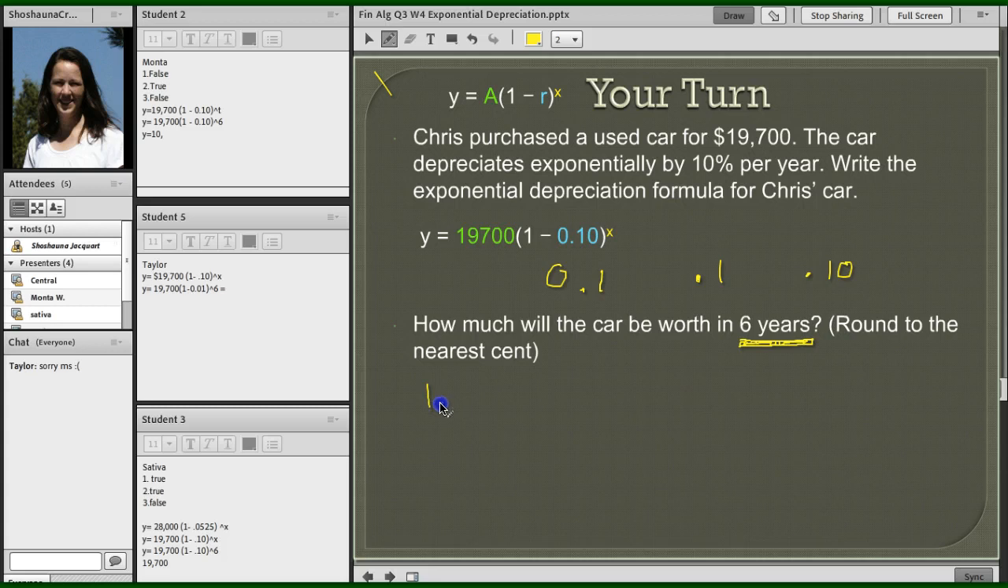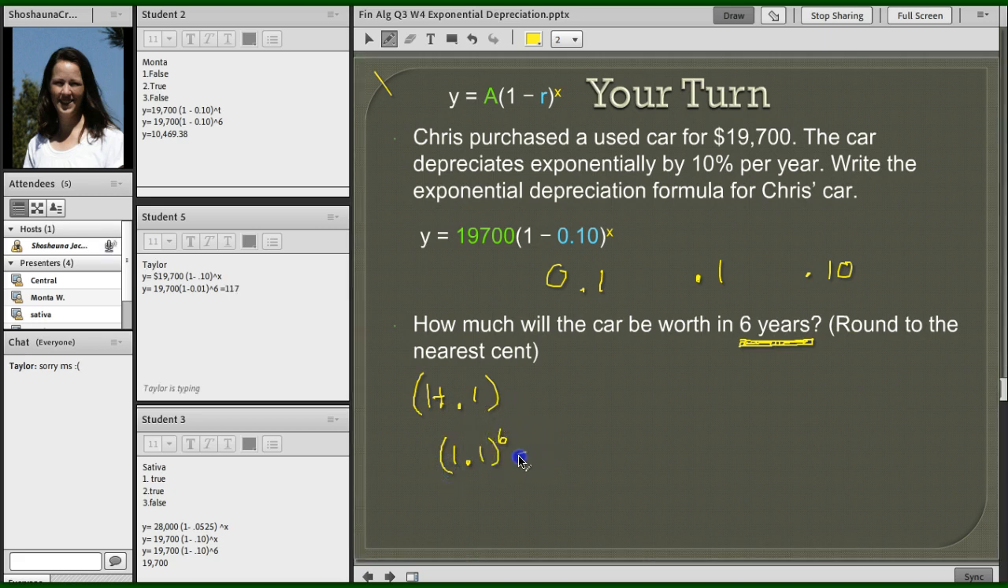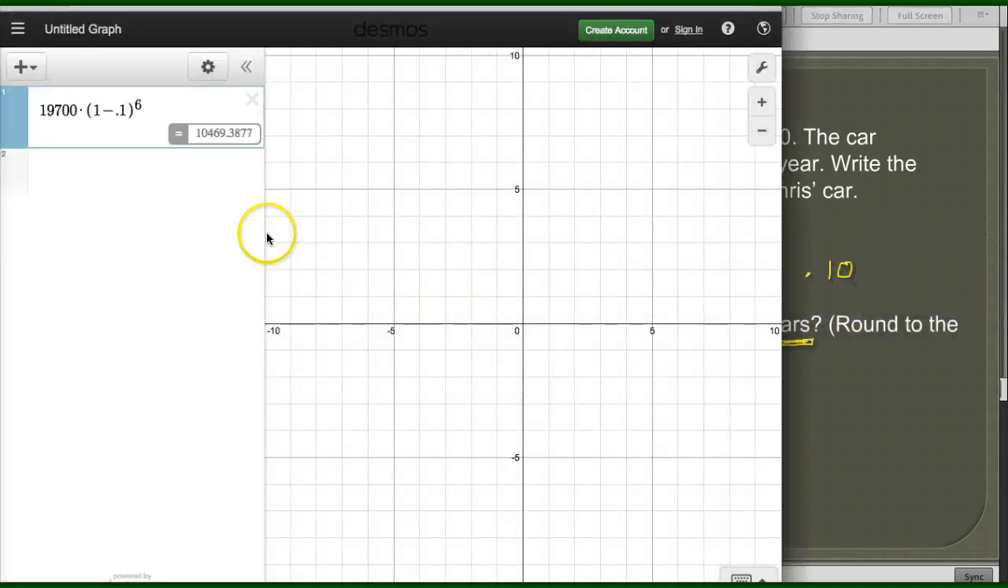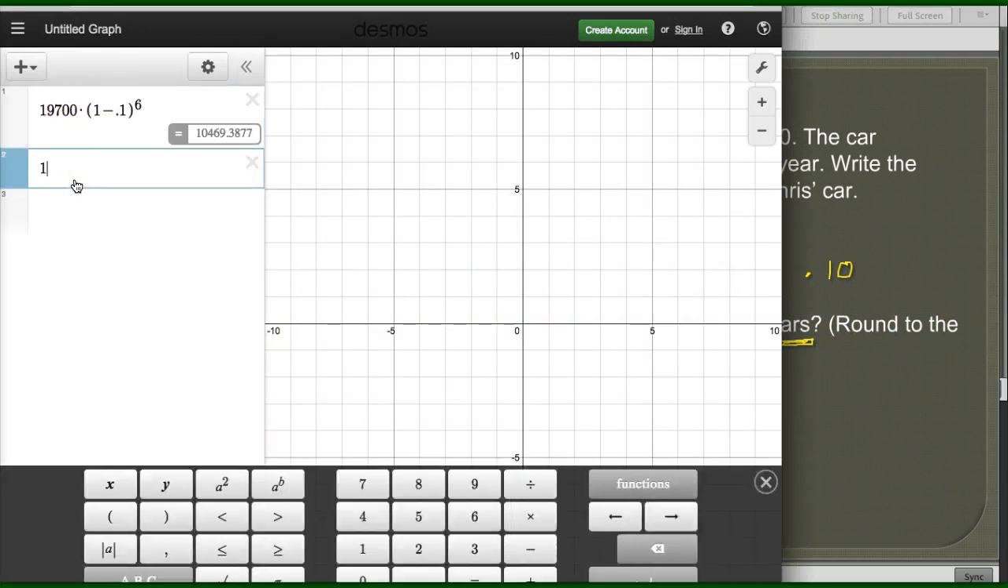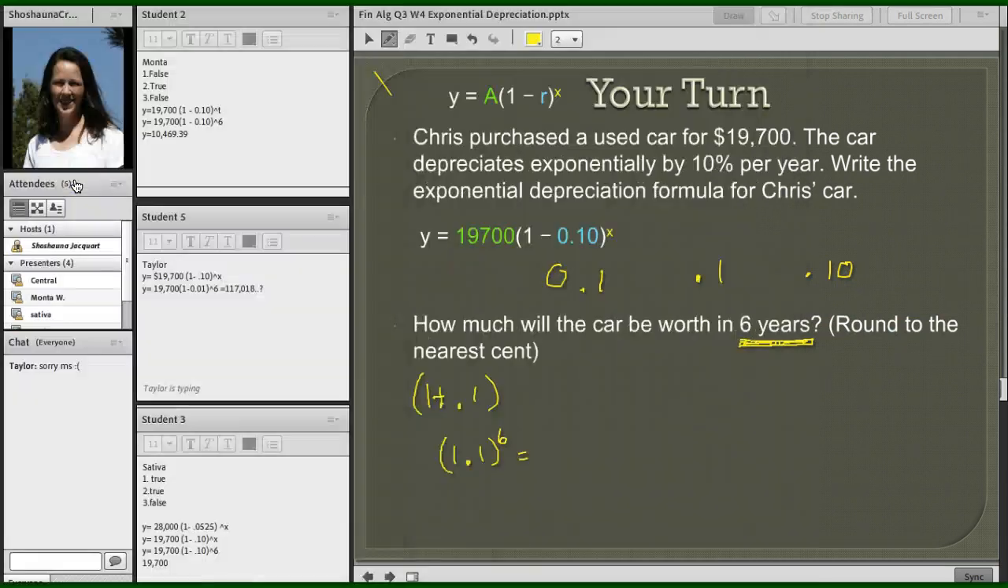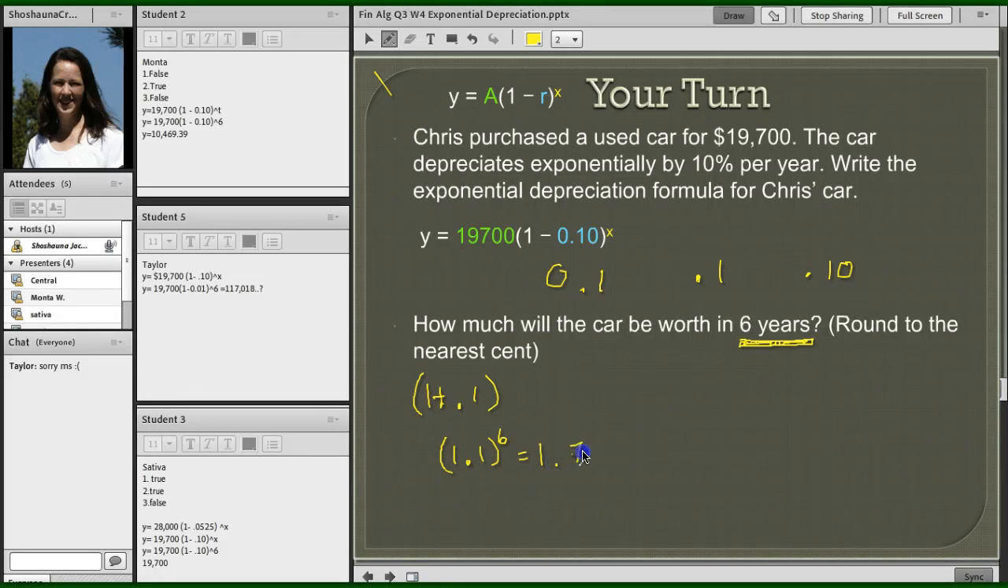First, work 1 plus 0.1. So that's going to be 1.1. Then raise that to the 6th power. And that equals, you don't have to do it this way, because if I had a calculator, I would do it all in the same step. That equals 1.77. Then we're going to take 19,700 times 1.77.